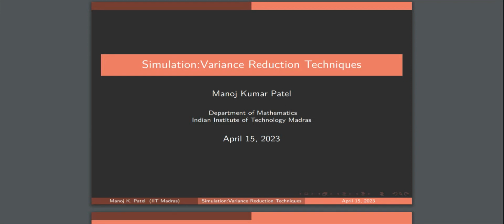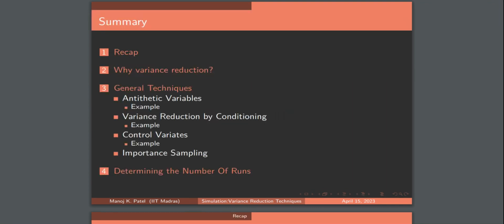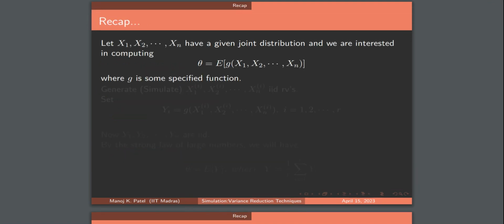In this presentation, we'll look into various techniques for variance reduction in simulation. First we'll see what we have seen so far, then why we need variance reduction, and then we will look into three or four general techniques for variance reduction, and then determining the number of runs. So first, what are we essentially doing here?